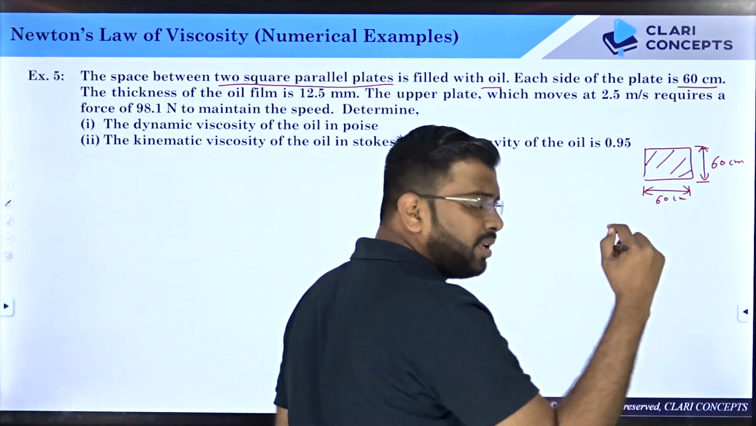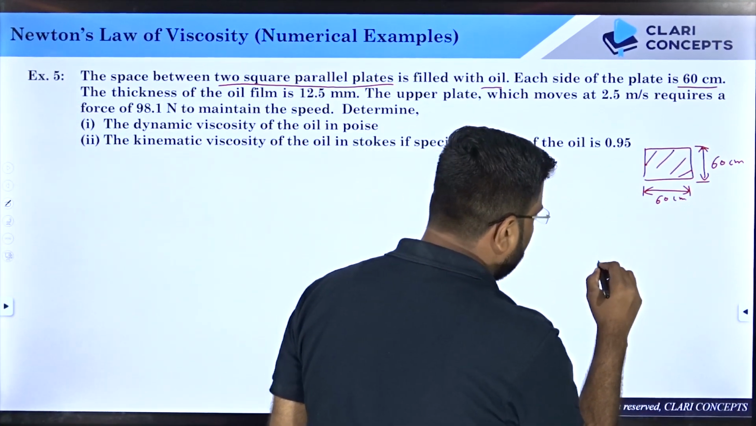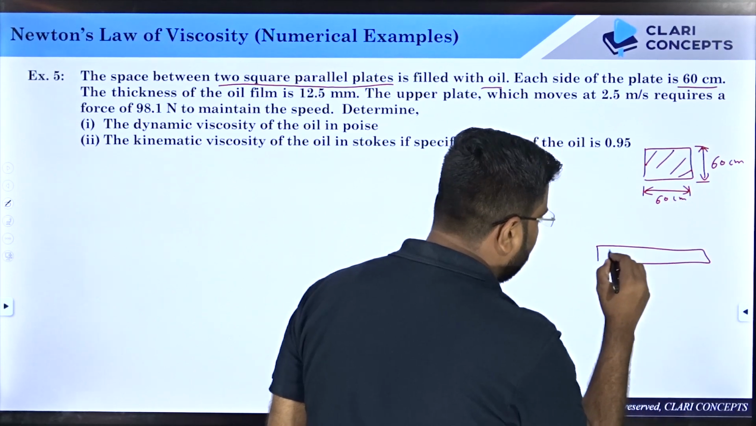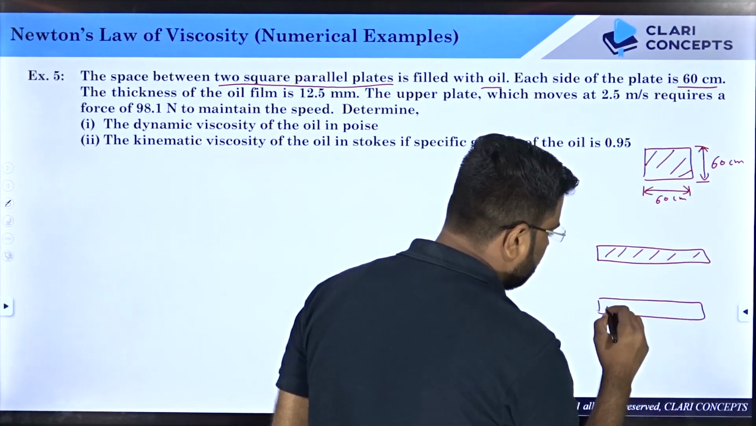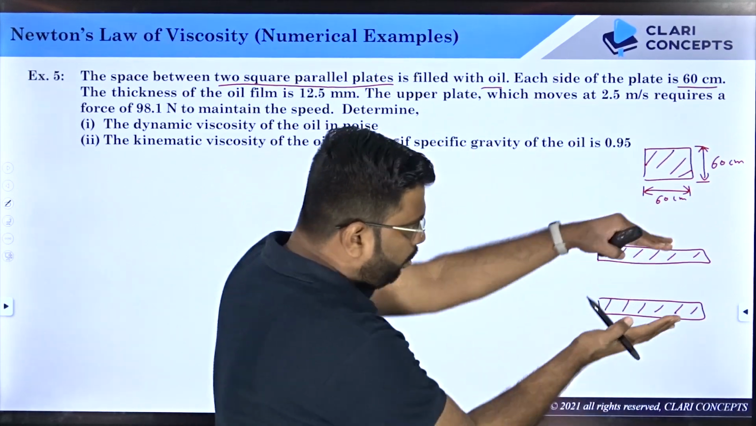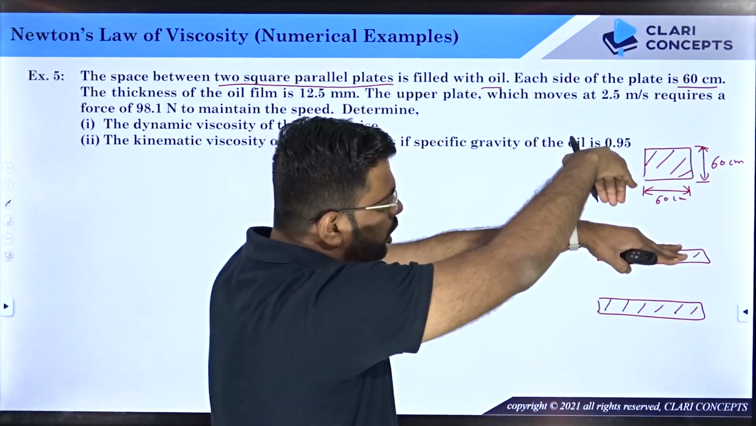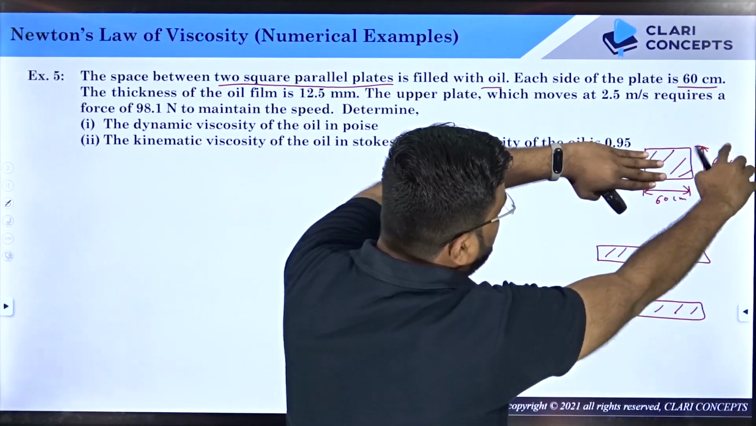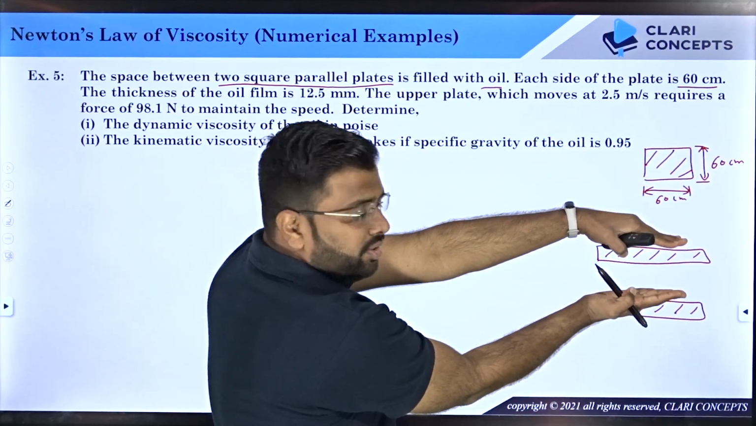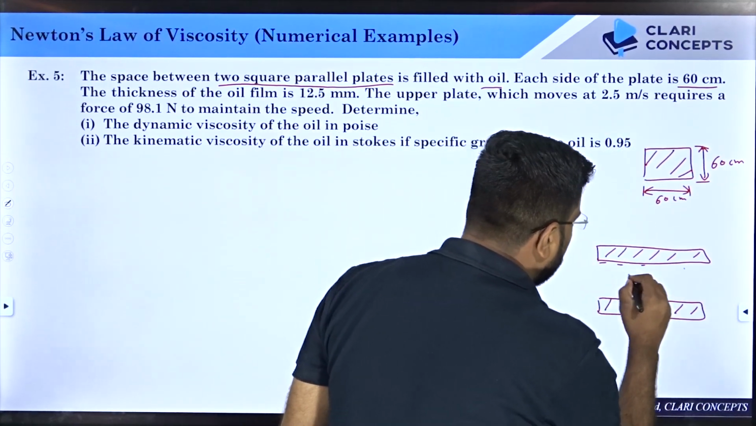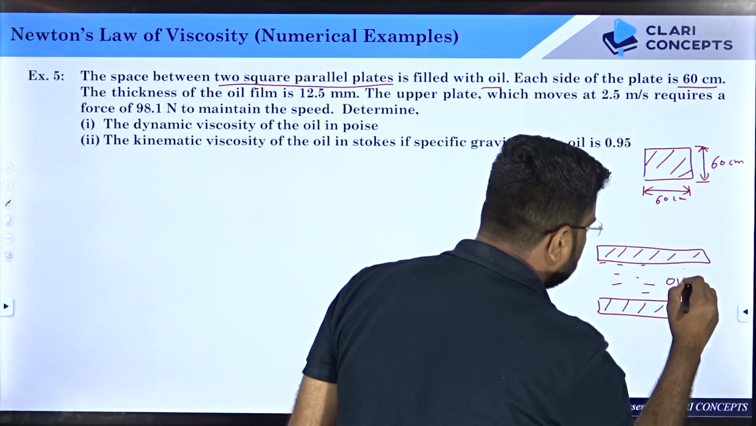If I talk from the side view, both the plates look like this. From the side, this is the thickness of the plate, and the plates are placed like this, right? So you have two plates. From the top view, you see this square, 60 centimeter by 60 centimeter. But from the side view, this looks like two plates, isn't it? Now the oil is filled between both the plates.